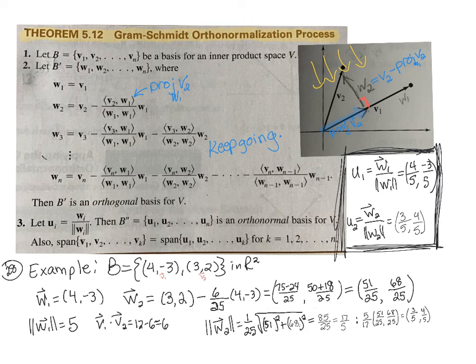Okay, for example, this is number 28 in your book. Let's say we're in R2 and we have these two vectors that form a basis for R2. You can check them if you want.